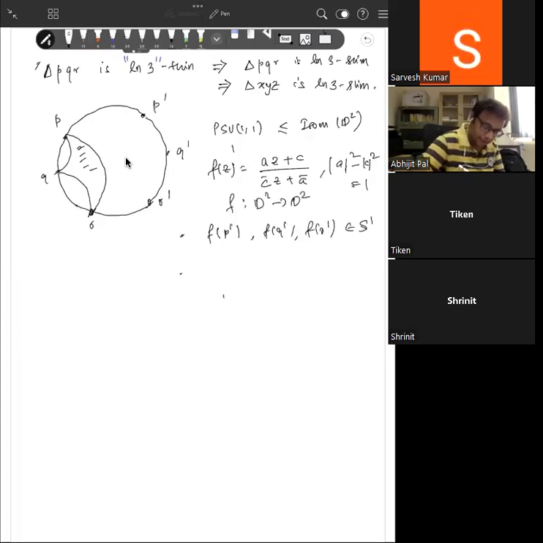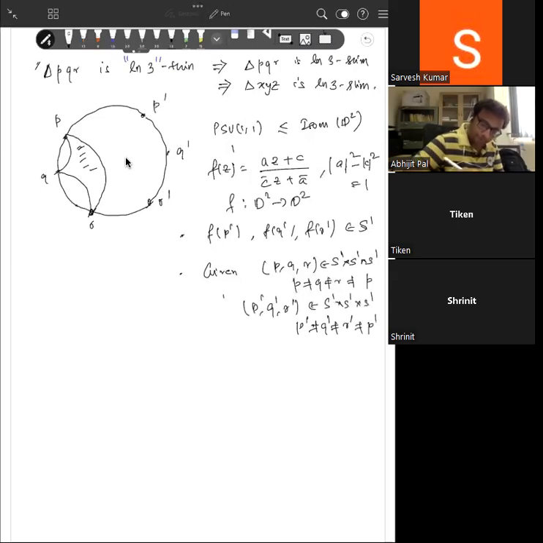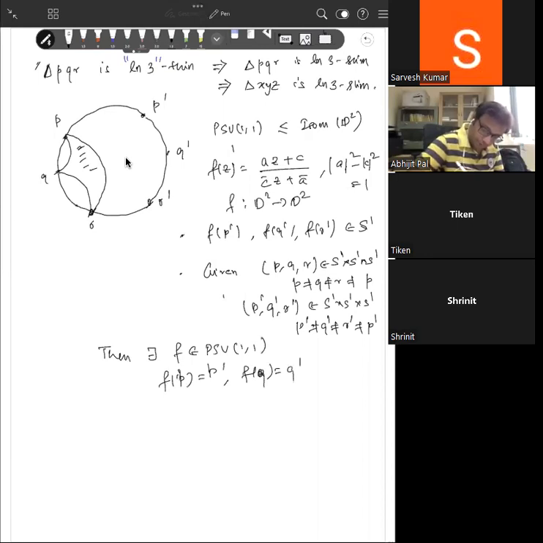Given P not equal to Q not equal to R, and again you are given P prime not equal to Q prime not equal to R prime, then there exists an isometry, an element of this PSU(1,1), which takes P to P prime, Q to Q prime, and R to R prime. This needs to be checked.